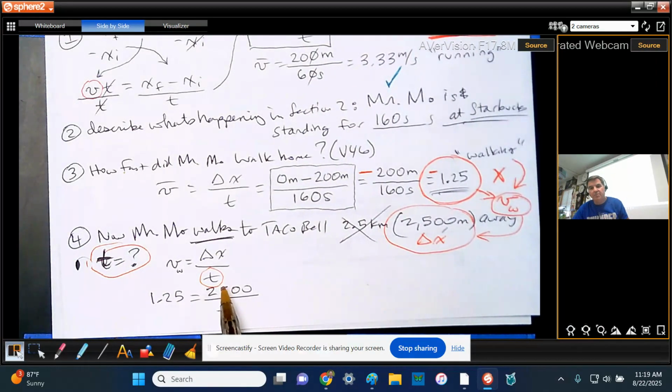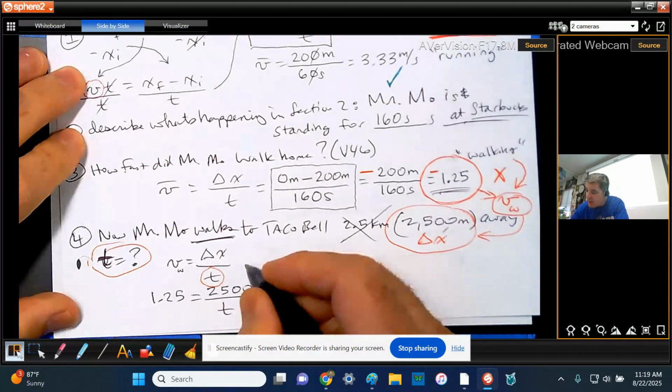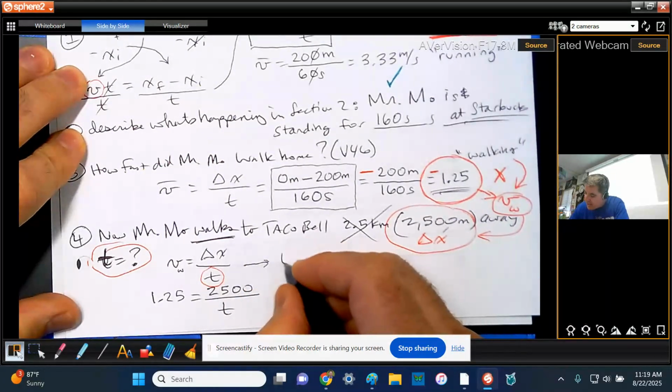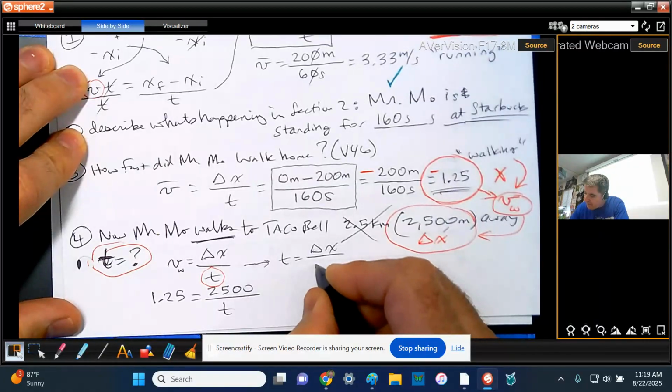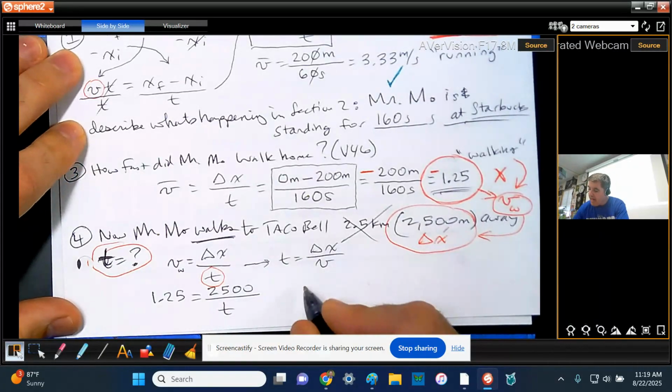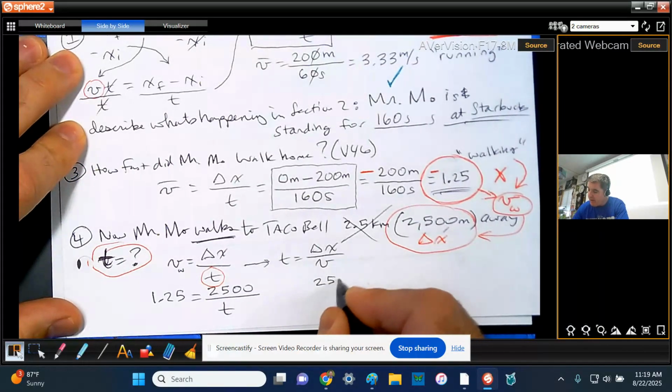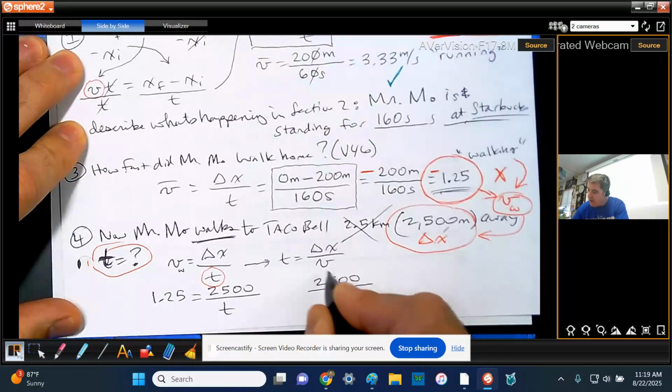I'm going to multiply both sides by t. I'm going to divide both sides by v. I'm going to cross multiply. They're just going to switch positions. And so I'm going to get t equals delta x over v. And that is going to be 2,500 over 1.25.